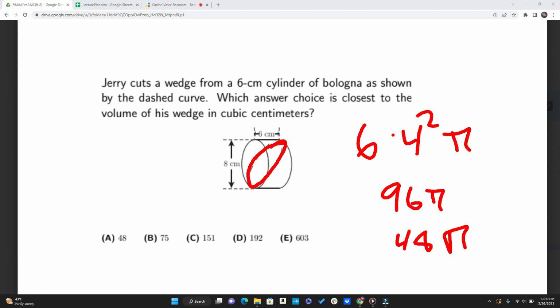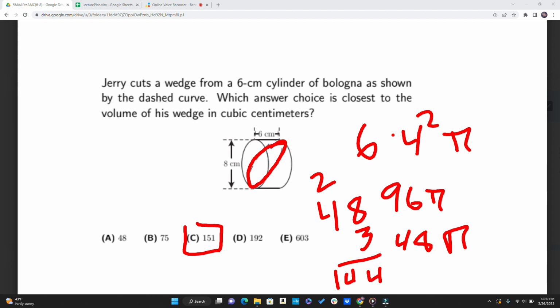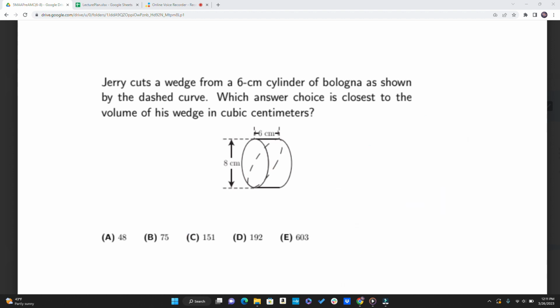Okay. Now we want 48 pi. Well, pi is going to be pretty close to 3, so we'll multiply by 3. 48 times 3 is 144. Remember, pi is a little more than 3, so we're going to want to go up from there. So our next closest is C, 151. And you can multiply it by 3.14 if you want more accuracy. I don't recommend using more than 2 decimal places, because it gets pretty tedious if you do. There's more room for error.